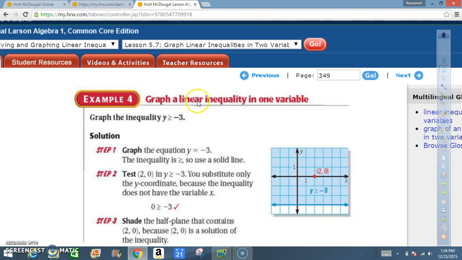Example 4. Graph a linear inequality in one variable. Graph the inequality y is greater than or equal to negative 3. All right, this should be pretty quick and it should be a review. All that means is you go along the y-axis, locate negative 3, and then you make a horizontal line. Now it says equal to, so therefore the horizontal line should be solid. And then it says greater than, that means you shade above. Once again, every point that's on the line is a solution, and every point that's above the line is a solution.